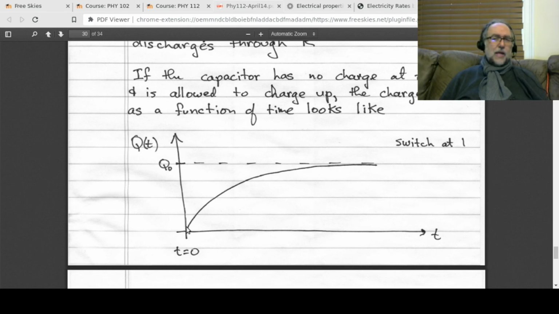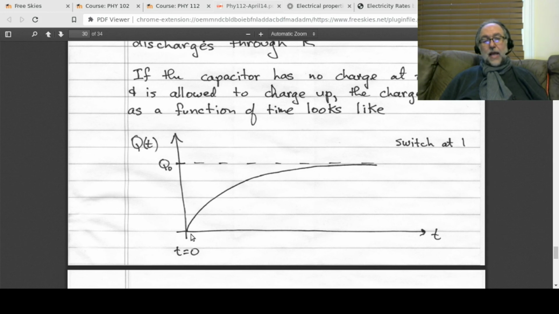But that's not going to last for long, because the battery now says, yeah, I know there's a resistor there, but I can push charge on. And so it starts to push charge on. As time goes on, the horizontal axis here is time, the vertical axis is charge. The capacitor begins to charge. It charges, it charges, it charges. But after a while, it can't charge anymore. It reaches the maximum, and I call that maximum Q naught. I could have called it Q max, but I called it Q naught. Q naught is the maximum amount of charge that's going to accumulate on this capacitor.